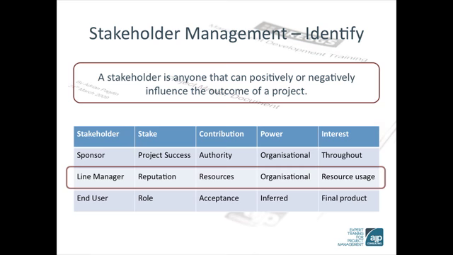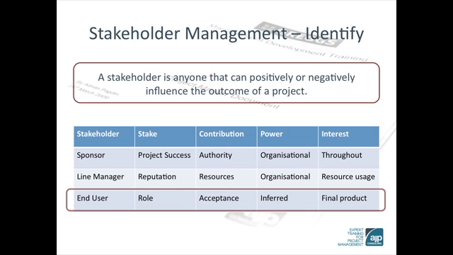And finally, the end user. What's in it for them? Well, the ease with which they can use this final solution. They contribute acceptance. If they don't accept the solution, it will be rejected. Their power is inferred, and they're interested in the final product. So now that we've spent a moment looking at identifying stakeholders, let's now look at how to segment them using 2 of our criteria in the table, power and interest.